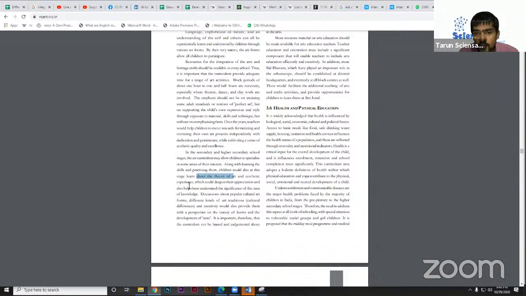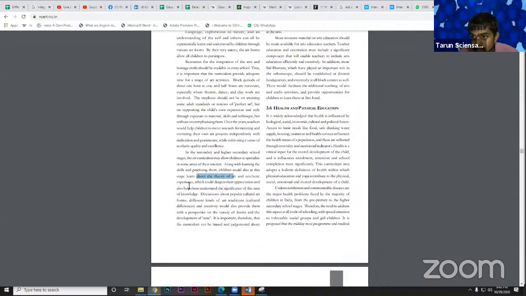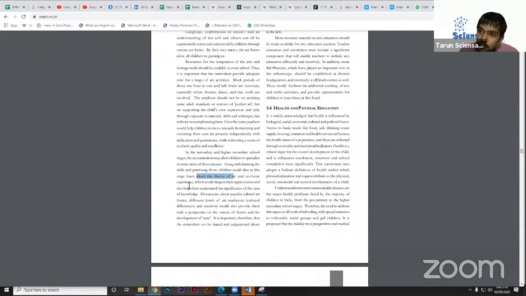Discussions about popular cultural art forms, different kinds of art tradition and creativity would also provide them with a perspective of various forms and the development of taste. So can you have discussions on various kinds of art forms? For example, on Surabhi, can we have a discussion? What is Surabhi art form? What makes Surabhi art form special and so on? So that way, can we have some discussions?